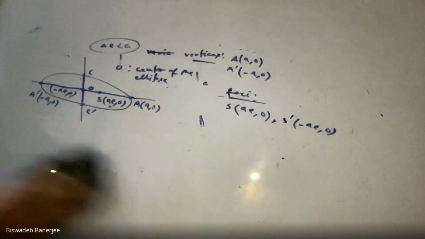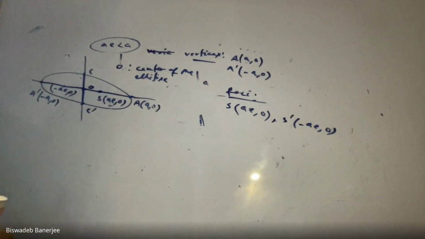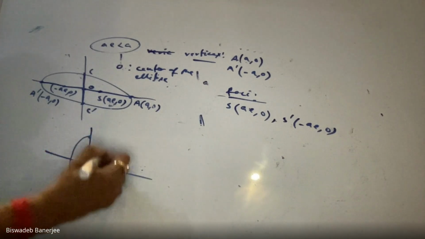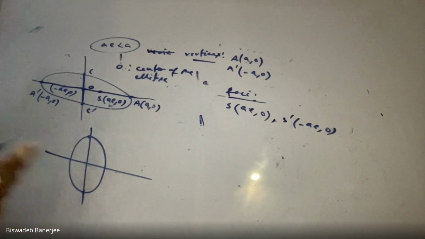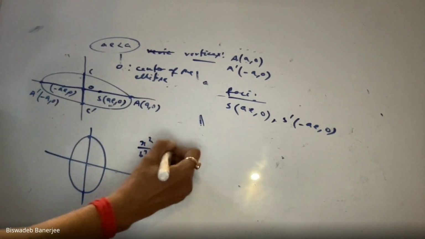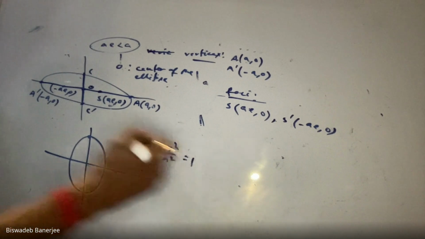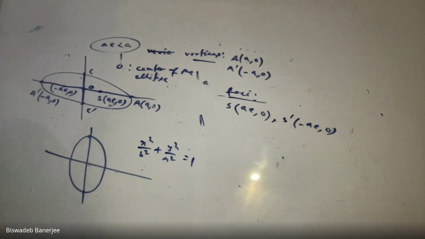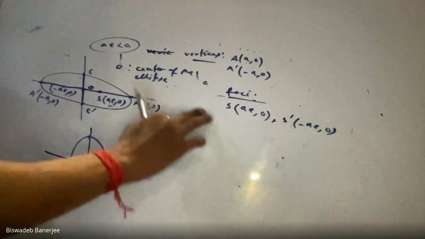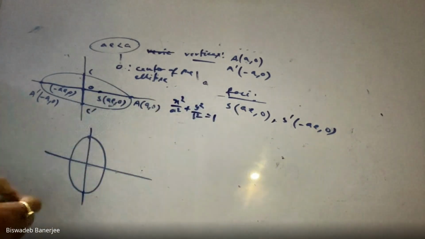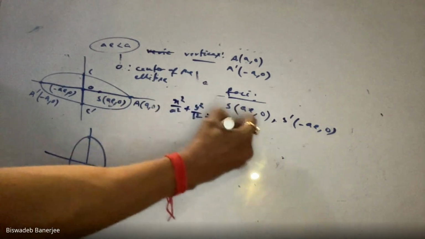And the last thing, if we interchange the minor and major axis, that means if we draw the diagram of the ellipse like this, we are just interchanging my major and minor axis. In that case, the equation of the ellipse will be this. You can also write it like this: x square by a square plus y square by b square equal to 1. Here, a is greater than b.